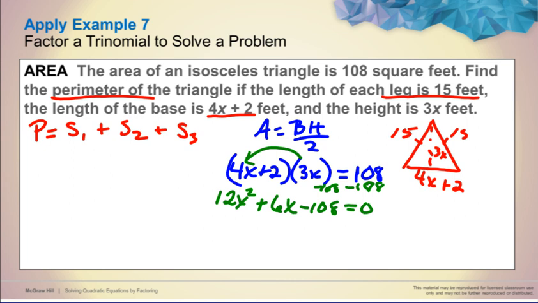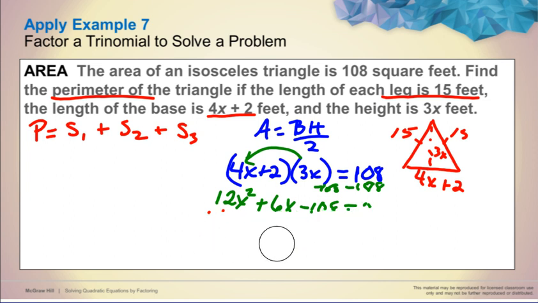Now I can factor this. I can factor out a 6. And then that gives me 2x squared plus x minus 18 equaling 0. So then I would multiply this. This would give me a negative 36.